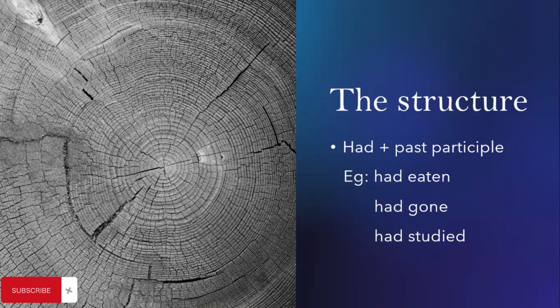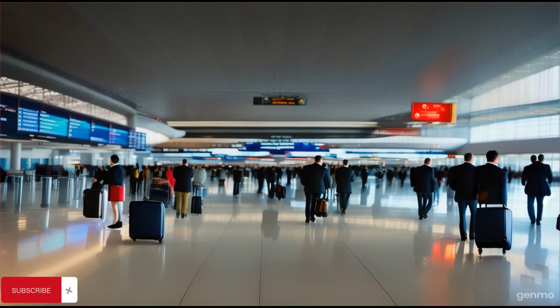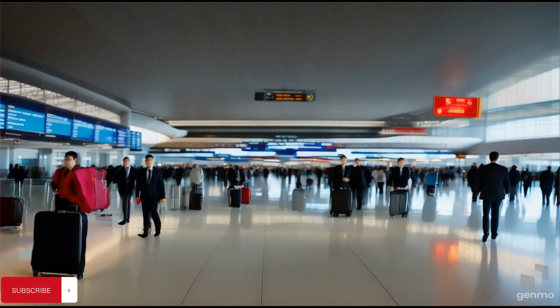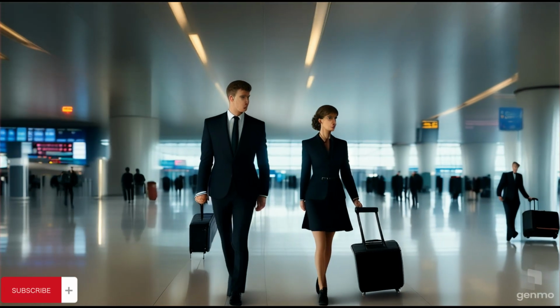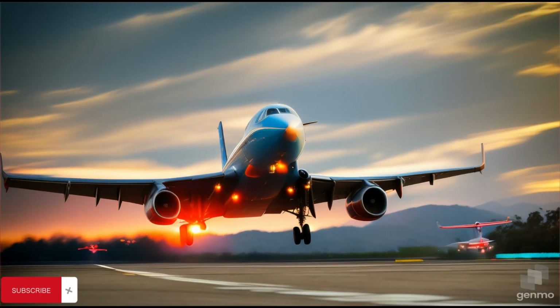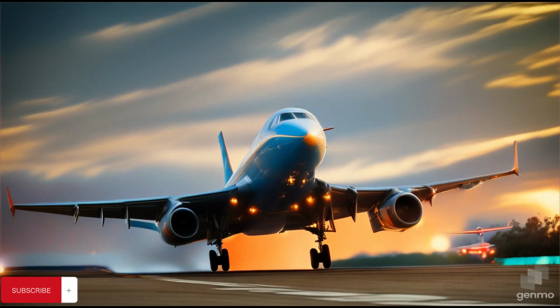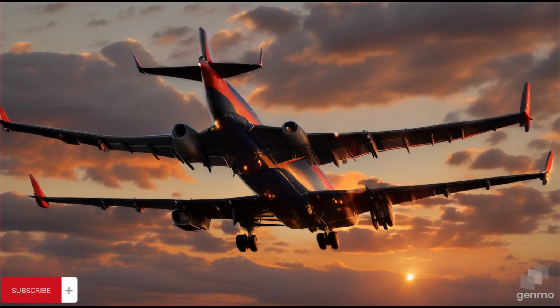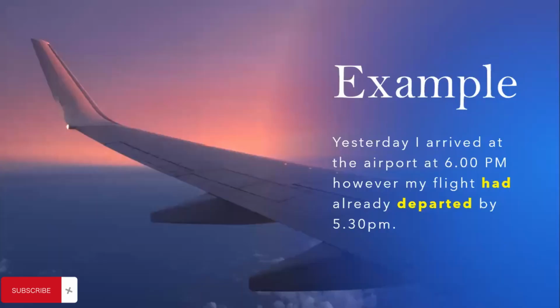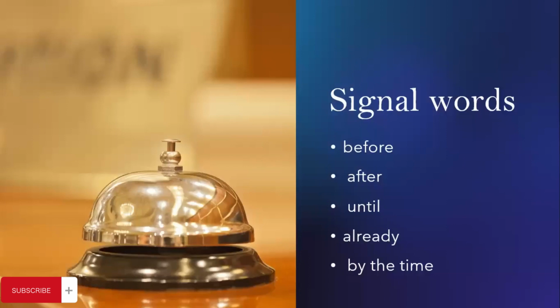Imagine you have two events in the past and you want to show which one happened first. For instance, yesterday I arrived at the airport at 6 p.m. However, my flight had already departed by 5:30 p.m. Here, had departed is the past perfect tense, indicating that the departure occurred before my arrival.